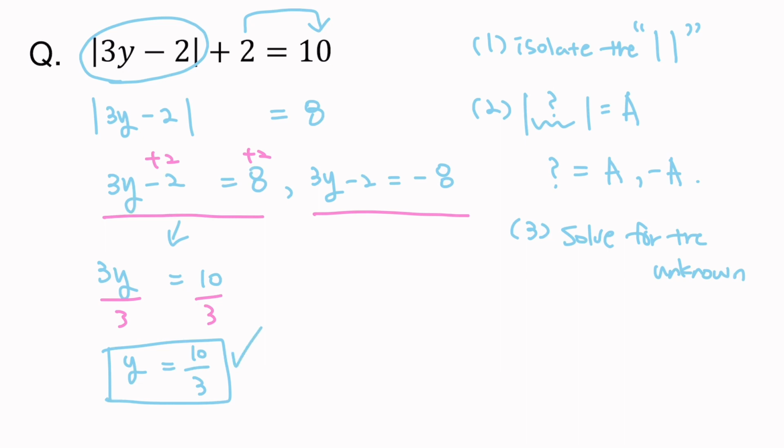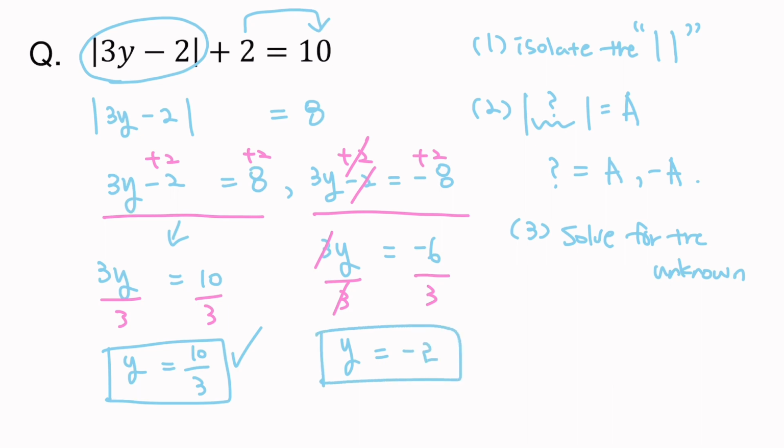I have 3y minus 2 is equal to negative 8, and I'm going to try to isolate the y variable by adding 2 to both sides of the equation. Then I get 3y is equal to negative 6, and if I divide both sides by the coefficient of y, I can finally say that y is equal to negative 2. That's another part of my answer. So in short, I can just present my final answer as y is equal to 10 over 3 and negative 2. That's going to be my final answer.